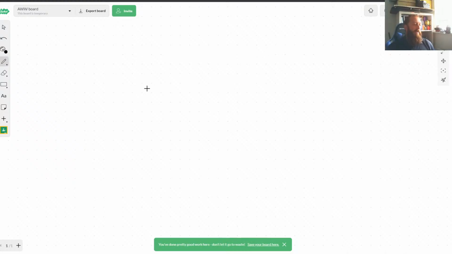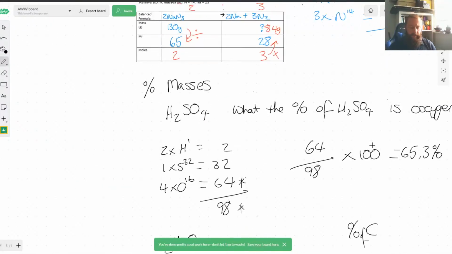Going to work on the next topic now. So that's percentage masses. And let's just give that a quick label if I haven't already. I can't remember if I did that. Yeah, there we go, percentage masses.